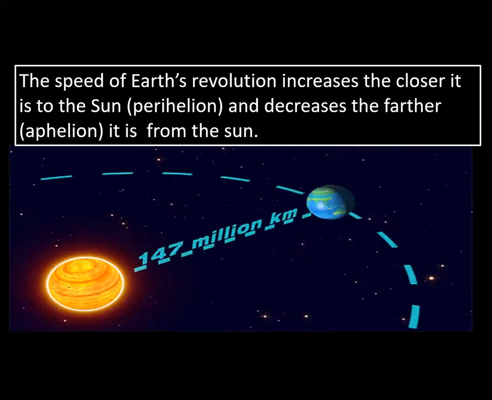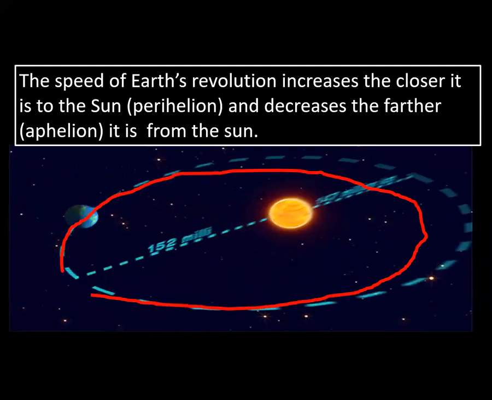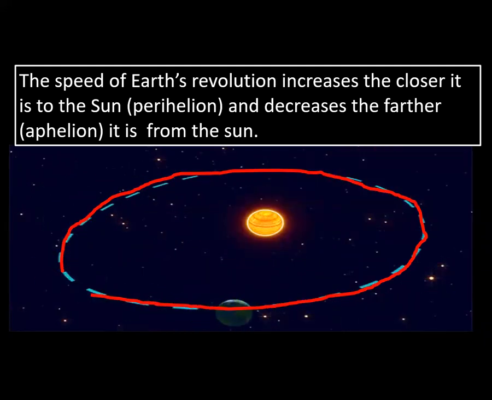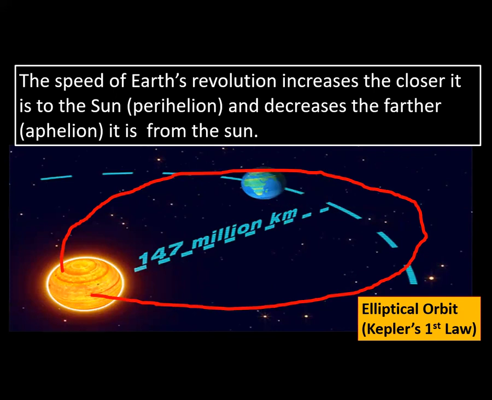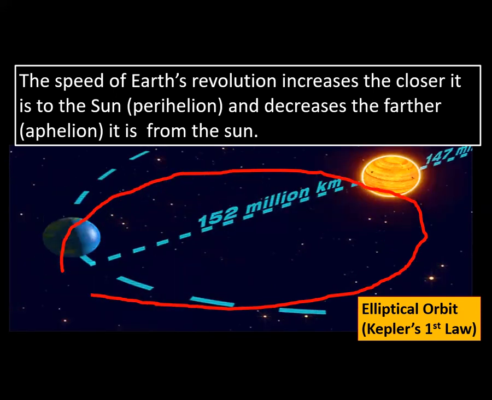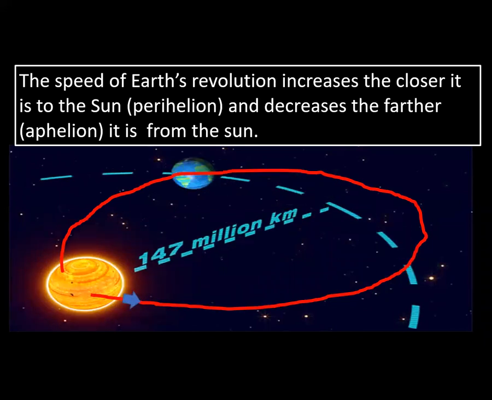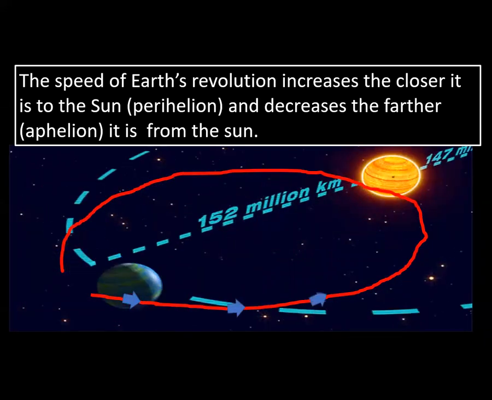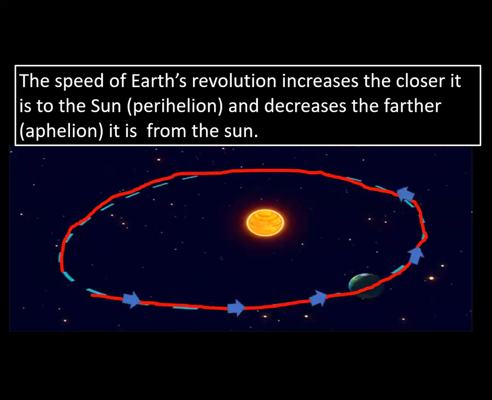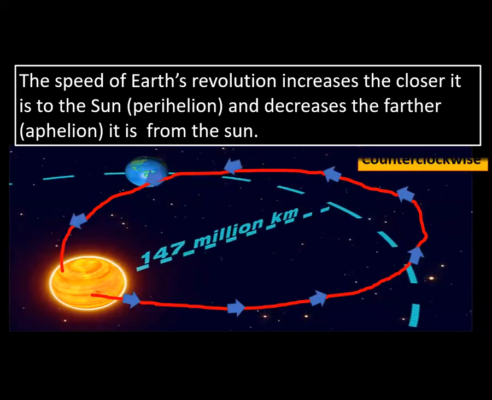The orbit of a planet like the Earth is elliptical based on Kepler's first law. And the revolution or orbiting of a planet is in a counterclockwise direction.